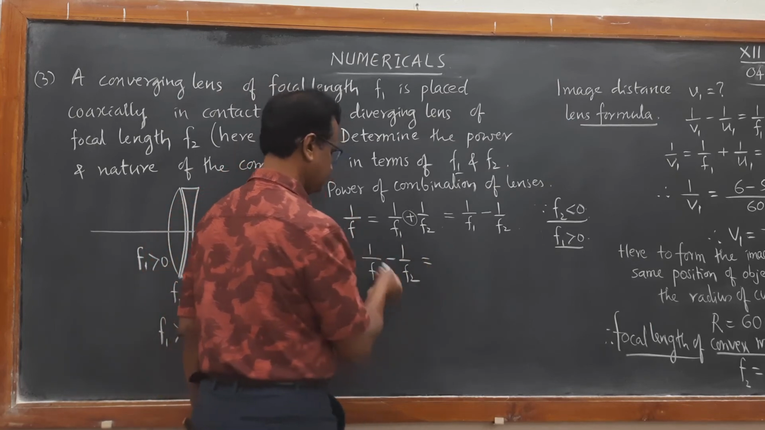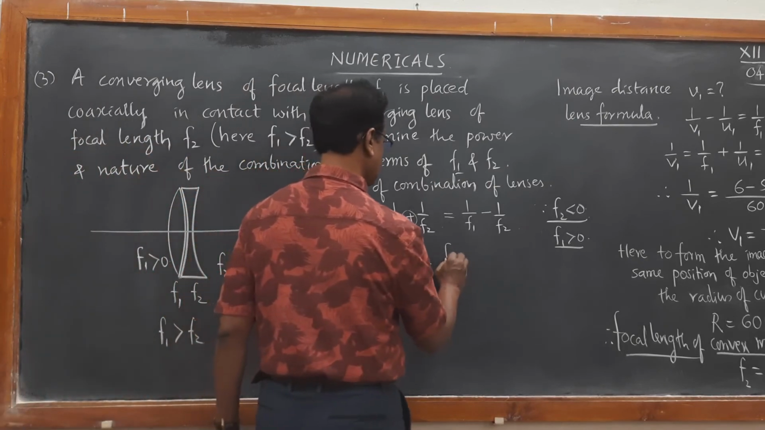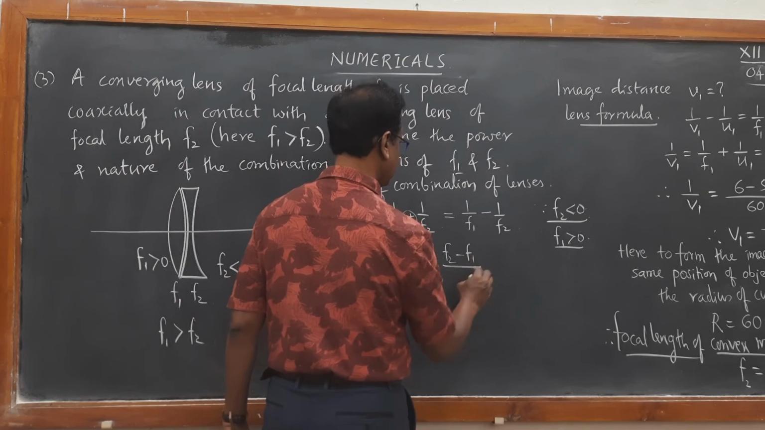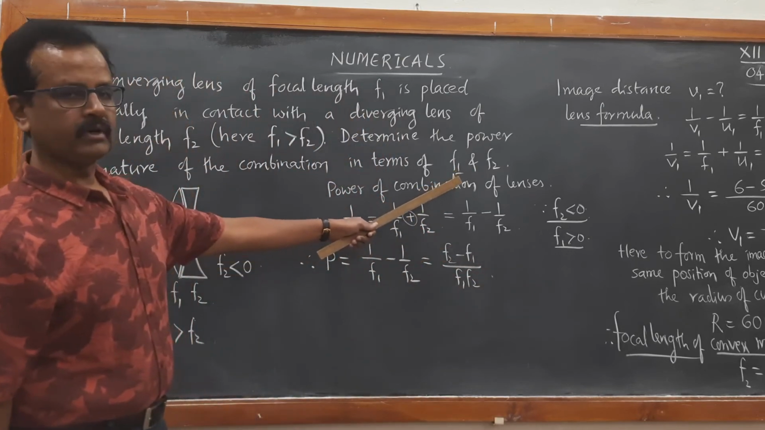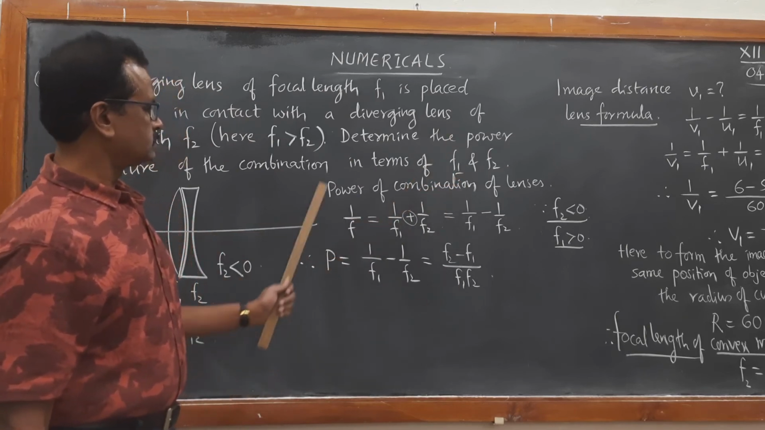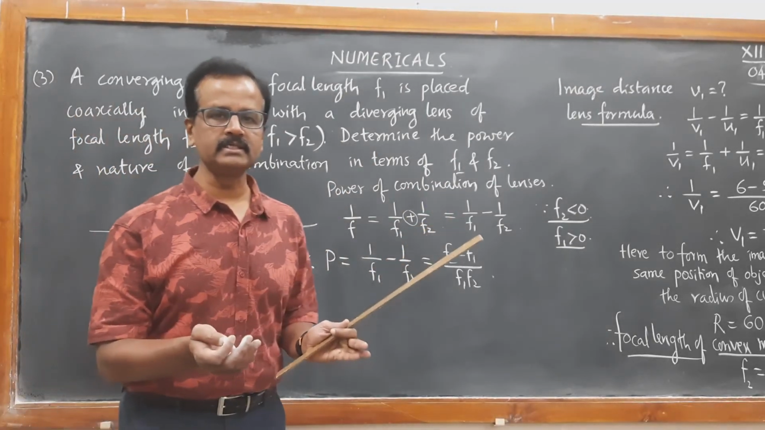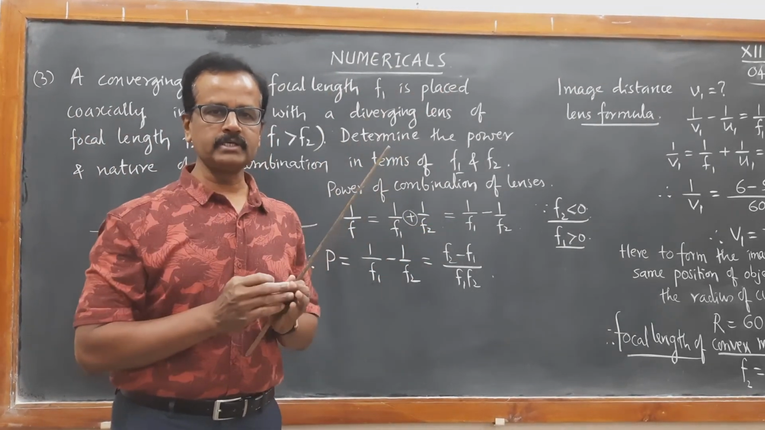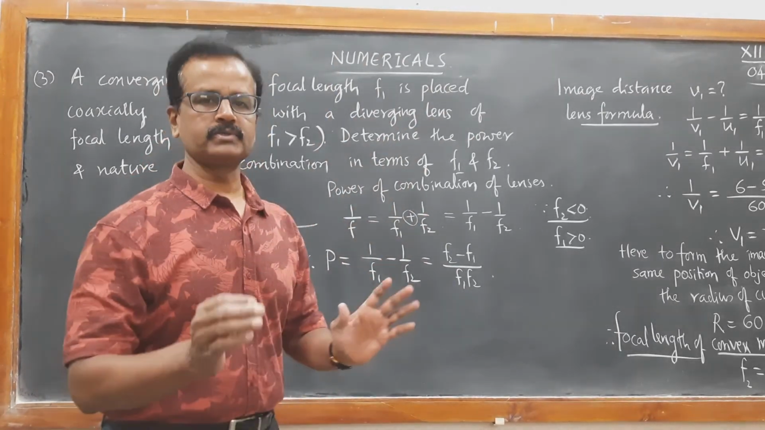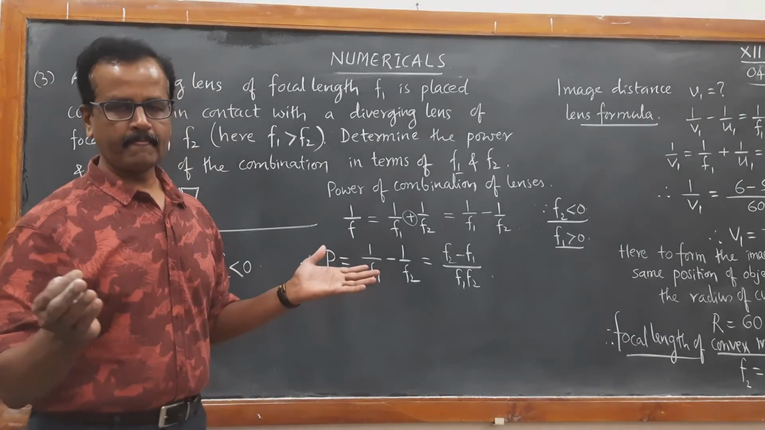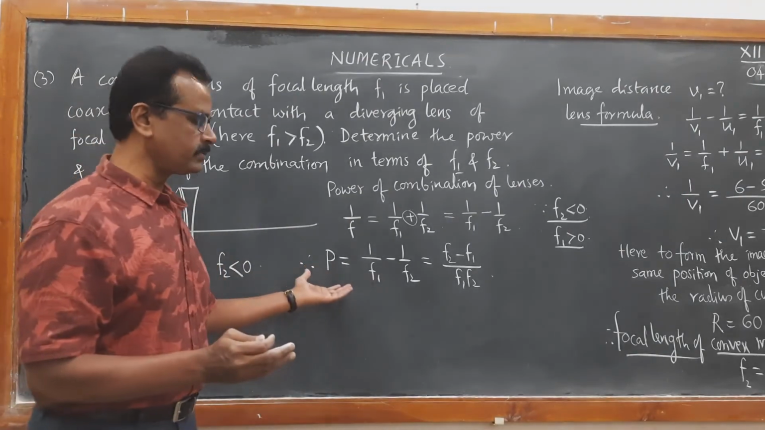Here, in terms of f1 and f2, you are asked to find the power. So it becomes f2 minus f1 divided by f1 f2. This is in terms of the focal lengths f1 and f2. Now the question is, what is the nature of the combination? Is the combination acting as a converging or a diverging combination? Converging is possible if the power is positive, and diverging if the power is negative.